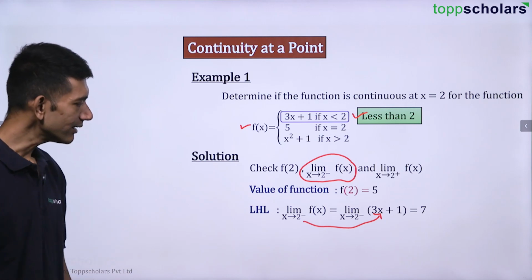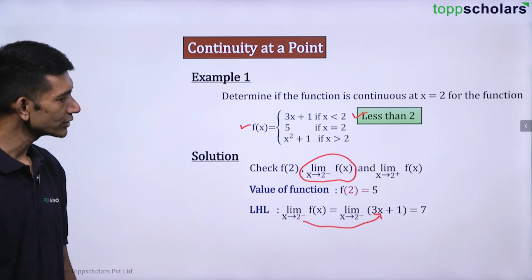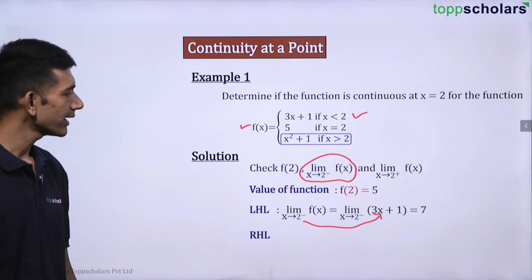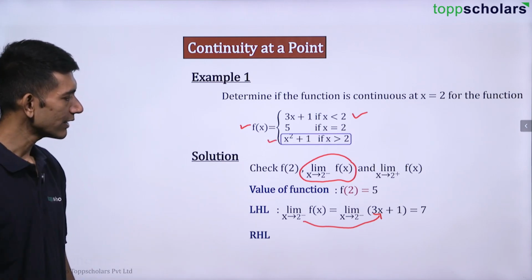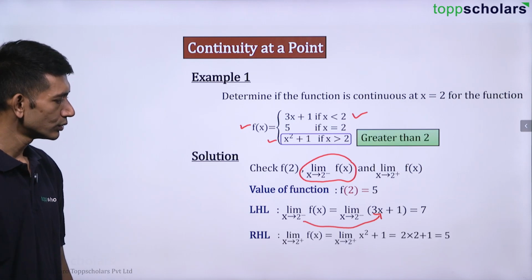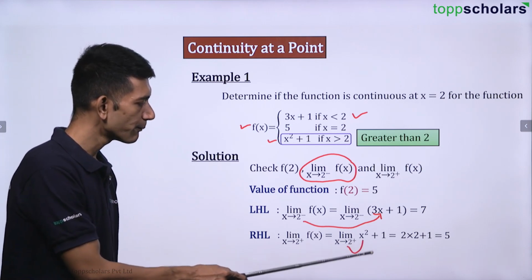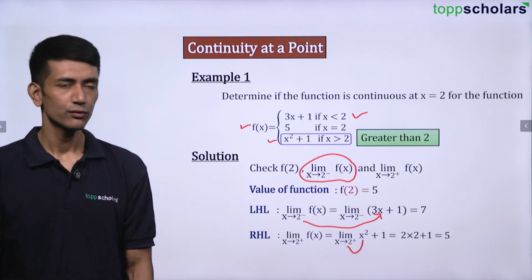Now since you get 7, let us move on to the limit as x tends to 2 plus, the right hand limit. So for that you will select this, isn't it? So that will be the limit as x tends to 2 plus of f(x), equal to the limit as x tends to 2 plus of x squared plus 1. Now instead of x you will put 2. So 2 squared plus 1, 2 squared is 4, 4 plus 1 is 5.